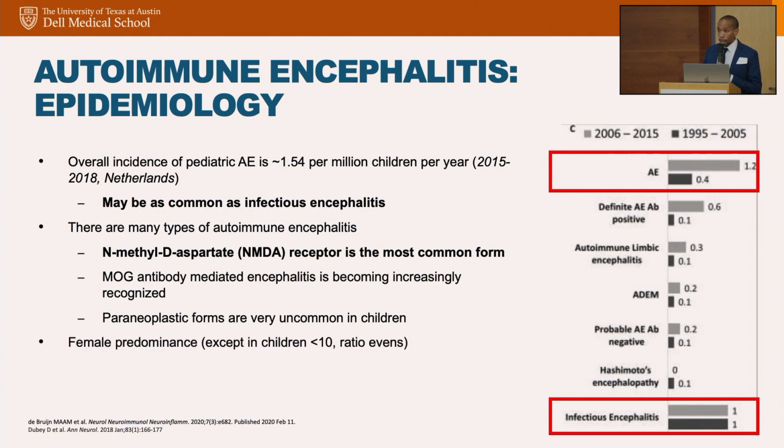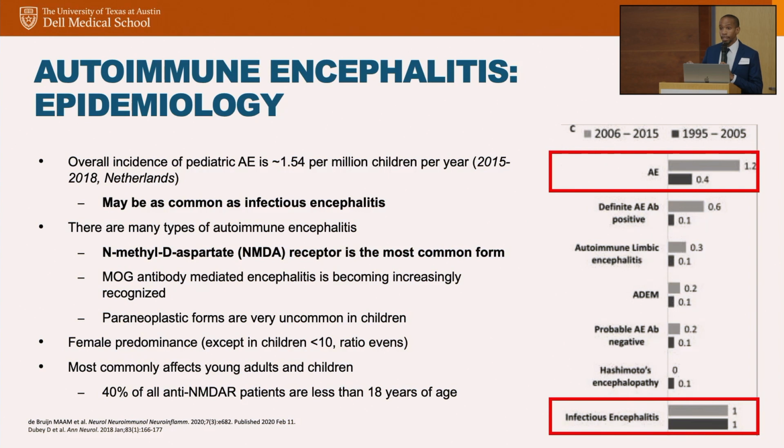There is a female predominance, particularly older than the age of 10. Under the age of 10, the male-female ratio is about 1-to-1, but over 10, there is a female predominance. And this disorder predominantly affects young adults and adolescents, with about 40% of these cases being in children less than 18 years of age.